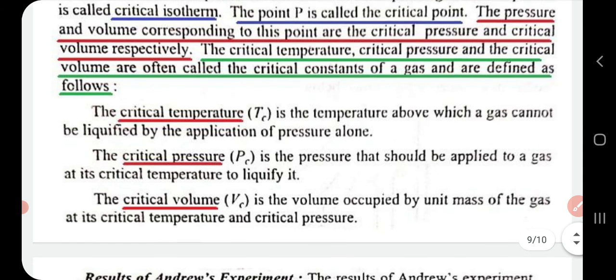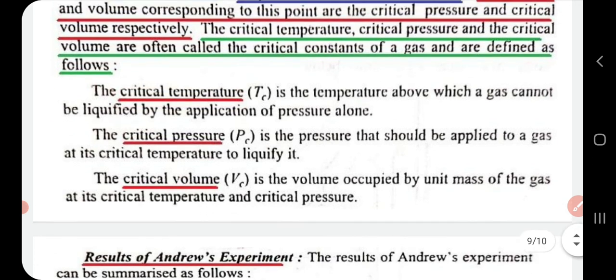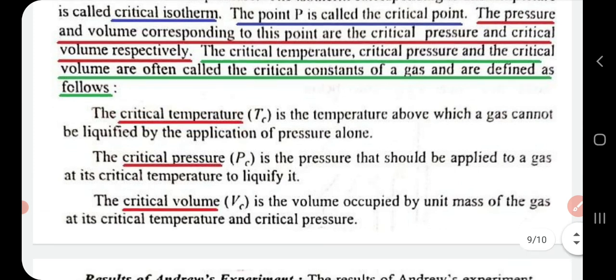See, critical temperature Tc is the temperature above which a gas cannot be liquefied by the application of pressure alone. Critical pressure Pc is the pressure that should be applied to a gas at its critical temperature to liquefy it. Critical volume Vc is the volume occupied by unit mass of gas at its critical temperature and critical pressure. So, study these definitions, this slide, very well.